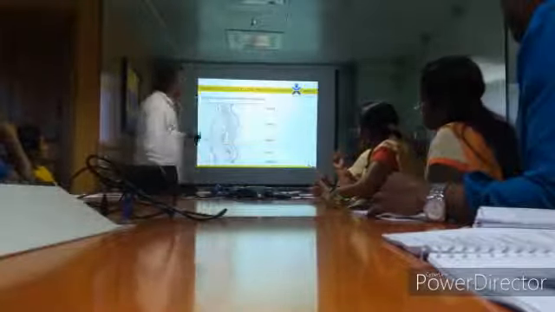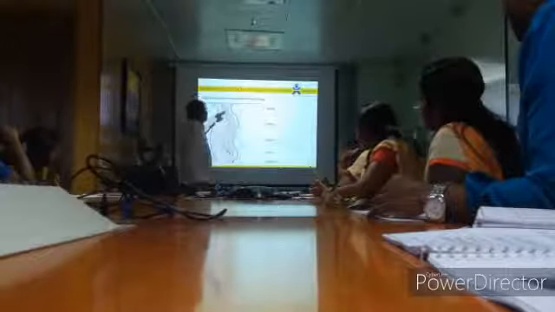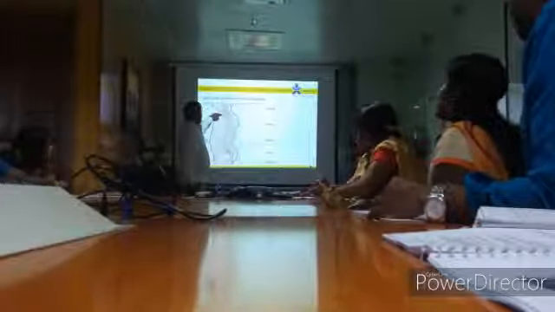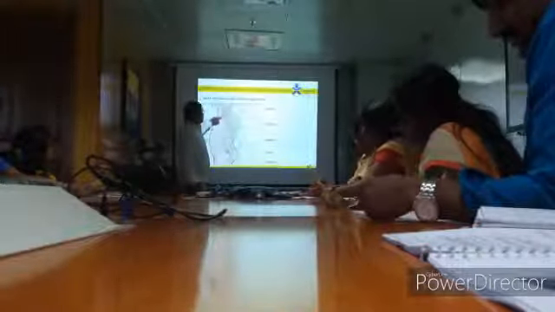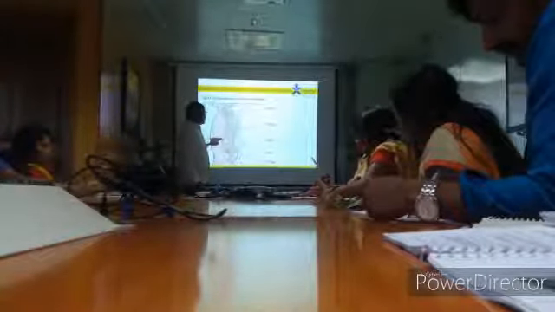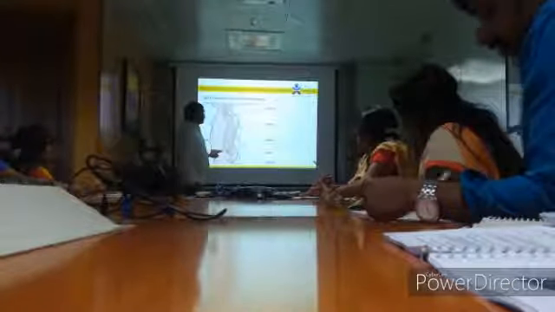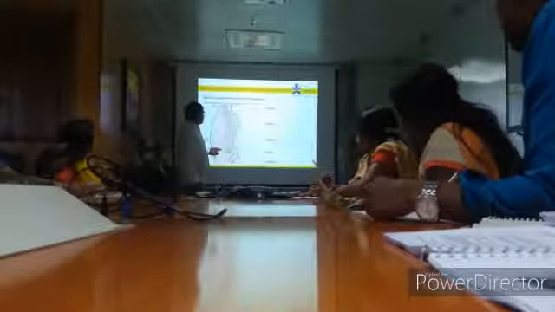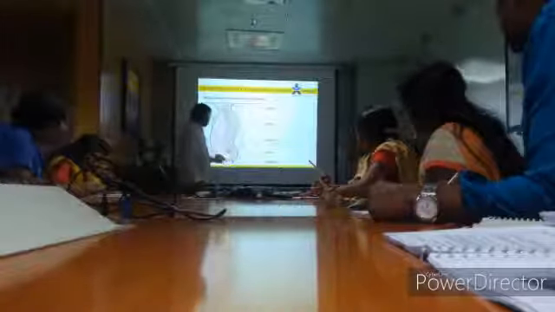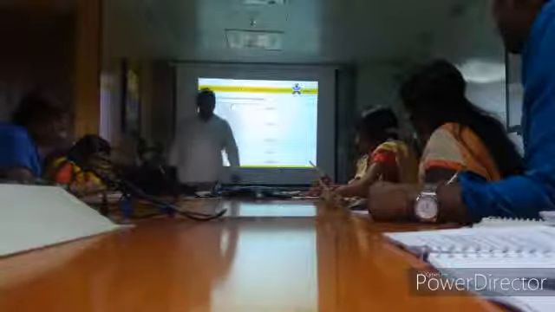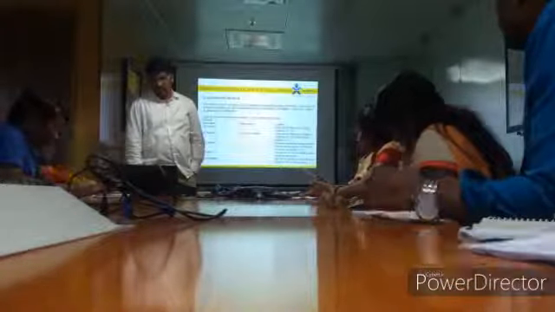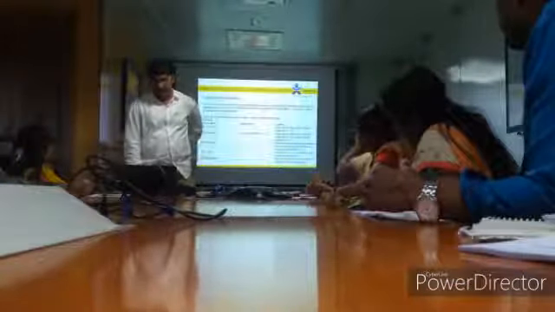See here. Cervical, C1 to C7. Each bone has a number. Then T1 to T12, thoracic. L1 to L5. Okay. Then sacral bone, coccygeal bone. Sacral is also S1 to S5.